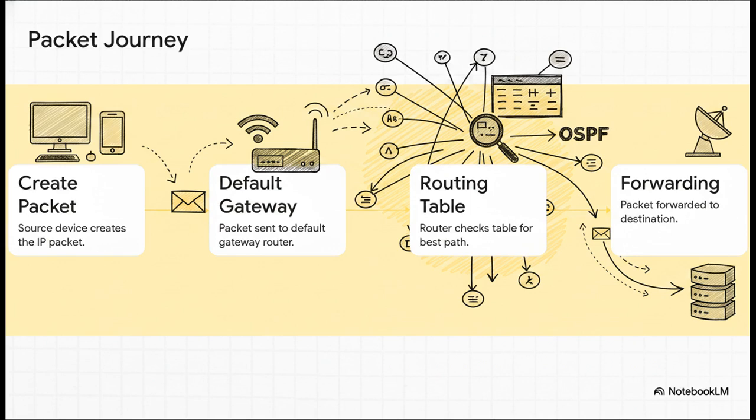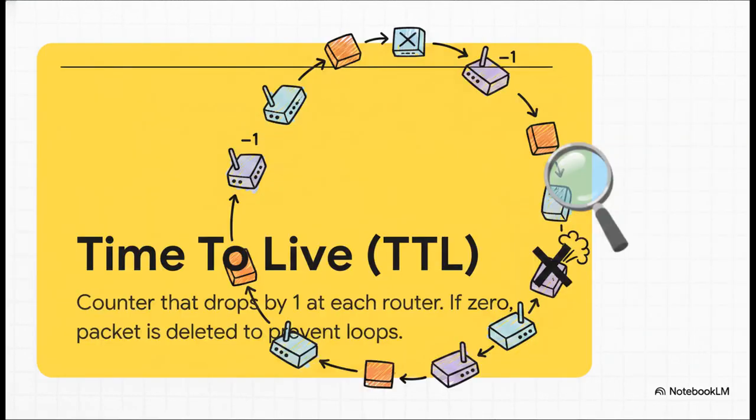Step 3, the router receives the packet, opens it up, looks at the destination IP, and checks its internal routing table to figure out the absolute best path forward. Dynamic routing protocols like OSPF or the backbone protocol of the internet, BGP, help routers constantly and automatically learn the fastest paths. And then step 4, it forwards the packet to the next router and the next until it finally hits the target.